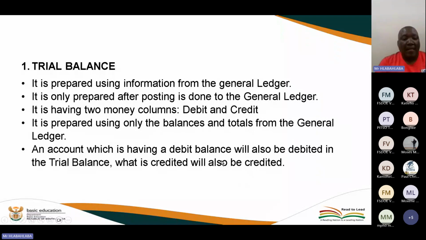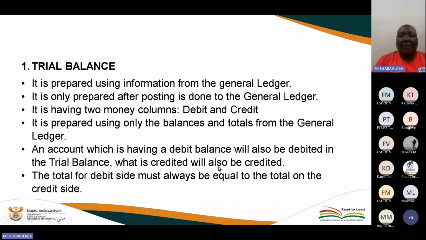They don't change. And the total for the debit side must always be equal to the total on the credit side. Meaning after all the accounts have been put on the dry balance, the total at the bottom must be the same. Debit must be the same as the credit. You will see when we get to it. These are the basic principles when recording.